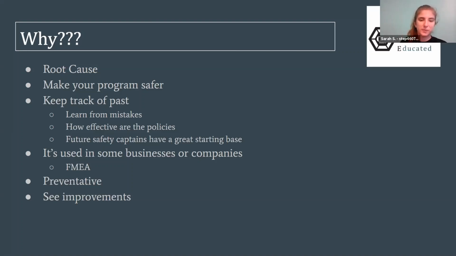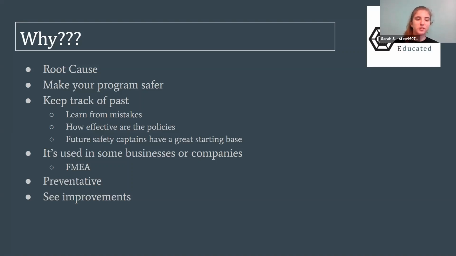Some of this is used in some businesses or companies. How we first came across this is one of our mentors, Chris Fishbach, was experiencing and using it a lot at work. And so we adjusted it to use it for our needs for safety. If you see FMEA in the future, it's kind of a distant or close relative of it. Both of them are preventative. So we can see, okay, these are the issues we have. We're going to prevent it for the future.